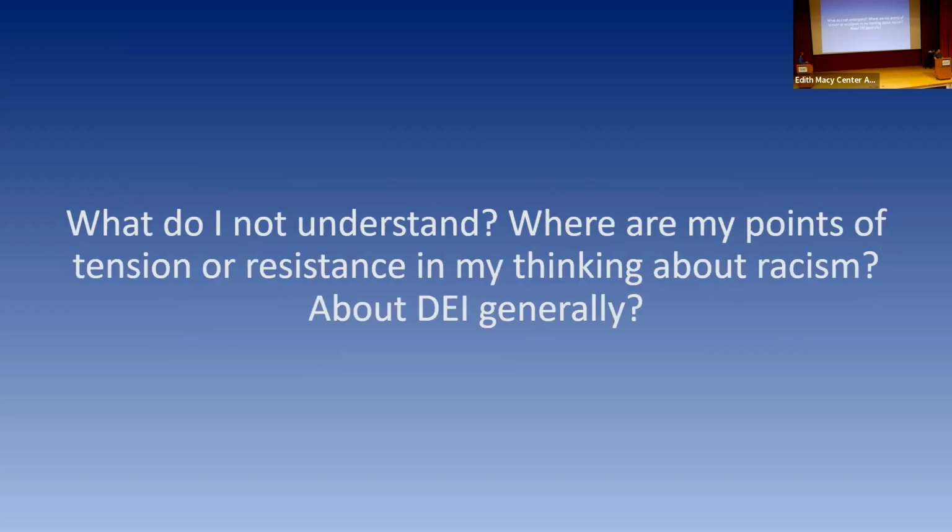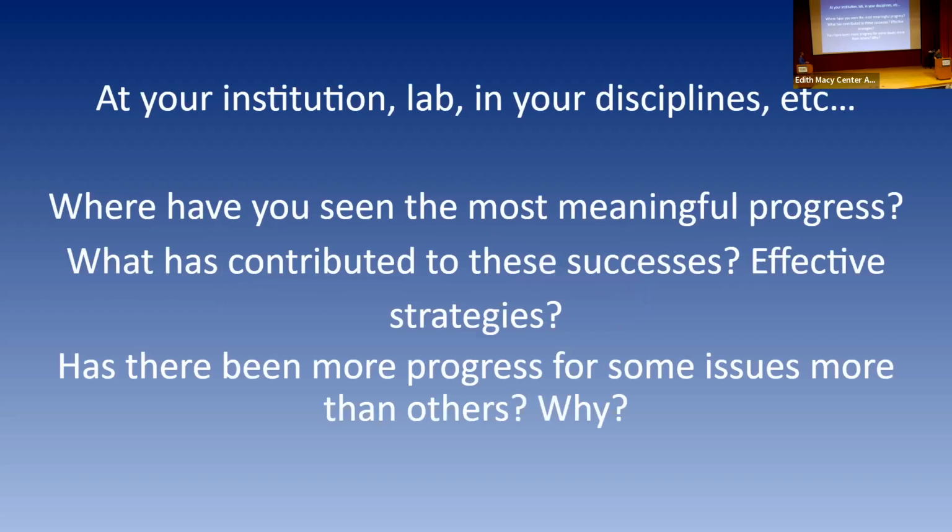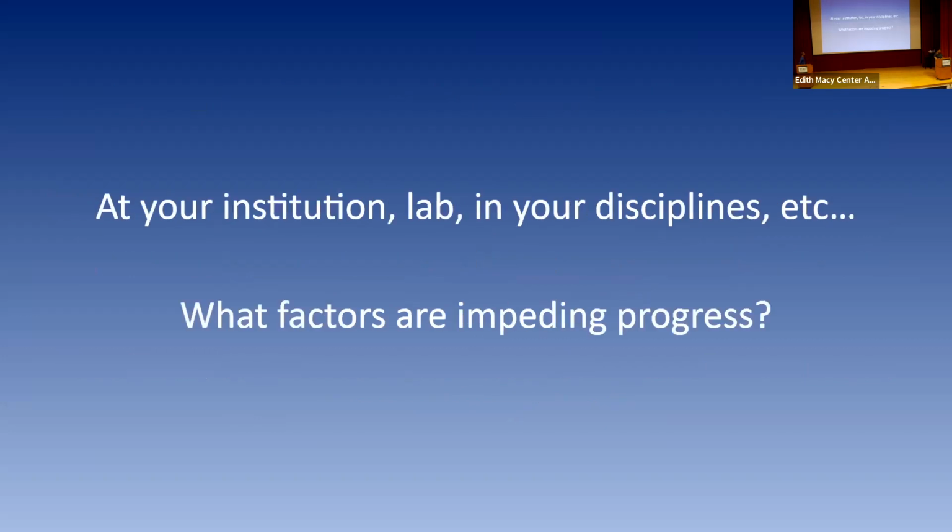What do I not understand? Where are my points of tension and resistance in my thinking about racism and about DEI generally? At your institution, lab, and in your disciplines, et cetera, where have you seen the most meaningful progress? What has contributed to these successes? What have been effective strategies? Has there been more progress for some issues more than others, some people more than others, and why? Again, at your institution, lab, and in your discipline, what factors are impeding progress?